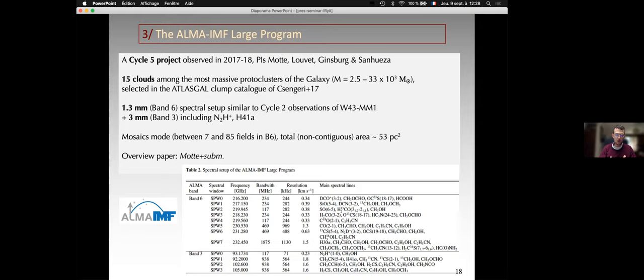The spatial configuration was chosen to be, again, as in MM1, to observe not only the center of each cloud, but the whole cloud. In total, we have 53 square parsec when we add together all the regions. And an overview paper to present the project will come out shortly.